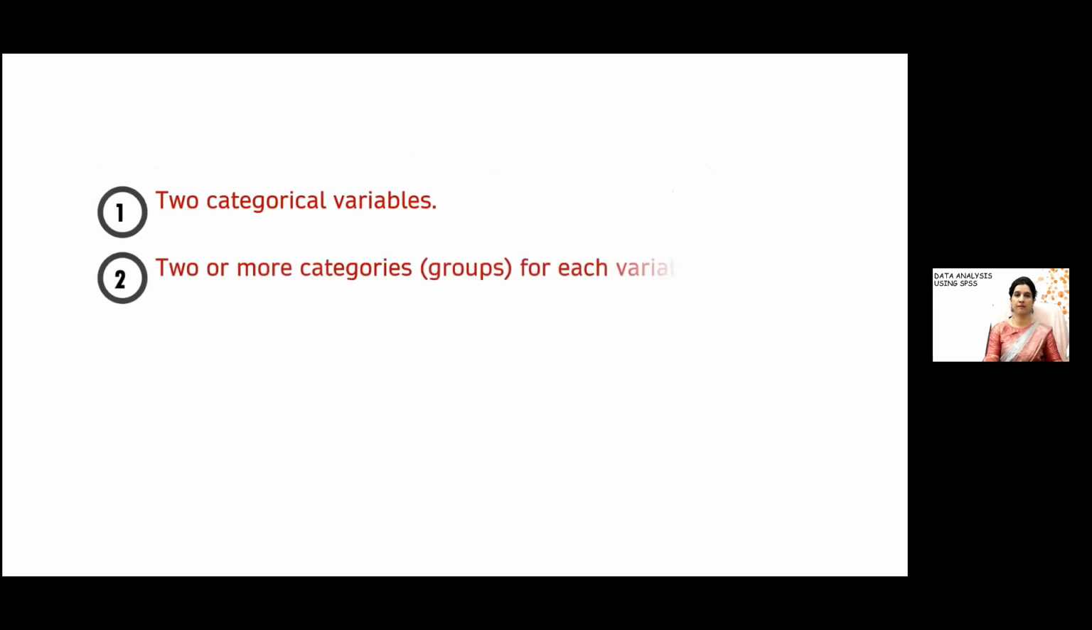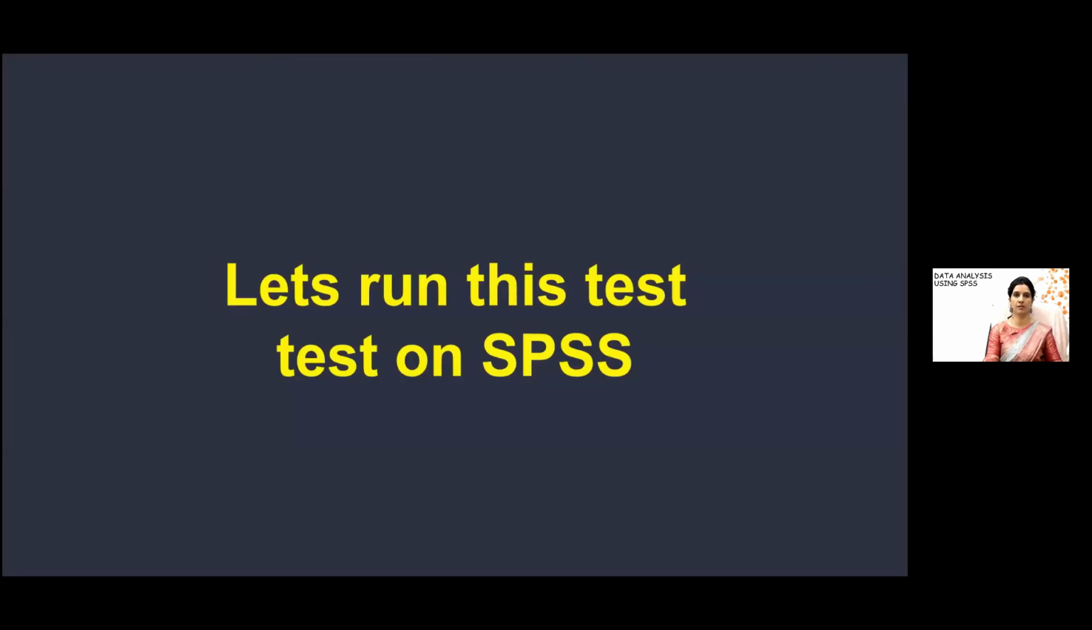We have discussed all these assumptions, so this is just a repetition. Now let's run this test on SPSS. I'll show you the commands, how to do this test on SPSS, and there are a few exercises. We will show you all 3 types of table here: the 2 by 2, 2 by 3, and 3 by 3. And there is one more concept, Cramer's V and adjusted standardized residuals, that I will tell you about while doing the commands for the chi-square test.